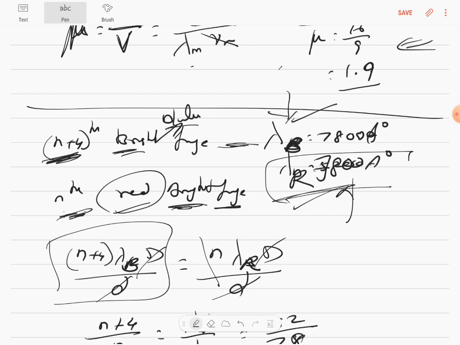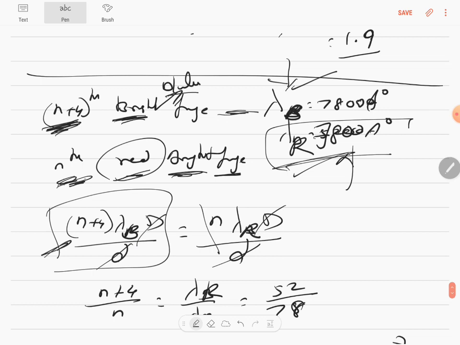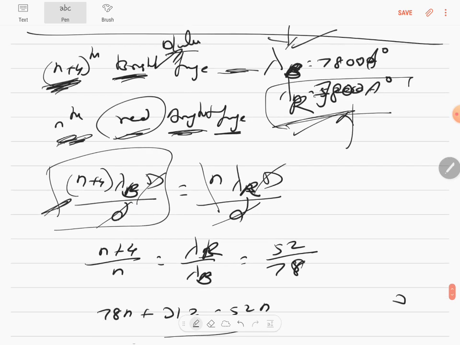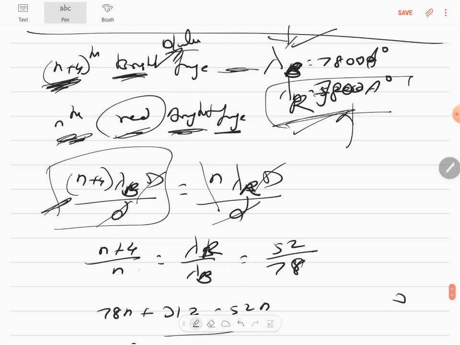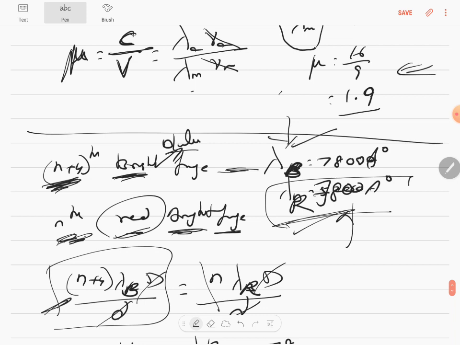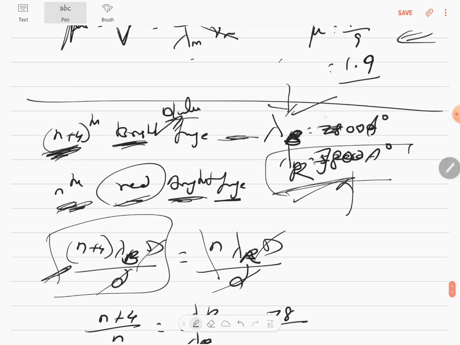So n into lambda into capital D by small d, but in place of n you have to write n plus 4 into lambda into capital D by small d, using the blue light, and n is using the red light. Is that correct? n plus 4 is using lambda of the blue light, and n is using lambda of the red light. Equating both positions, you get (n plus 4) by n equal to lambda r by lambda b, where lambda r is the greater wavelength, which is 78 by 52. The other wavelength is 5200.